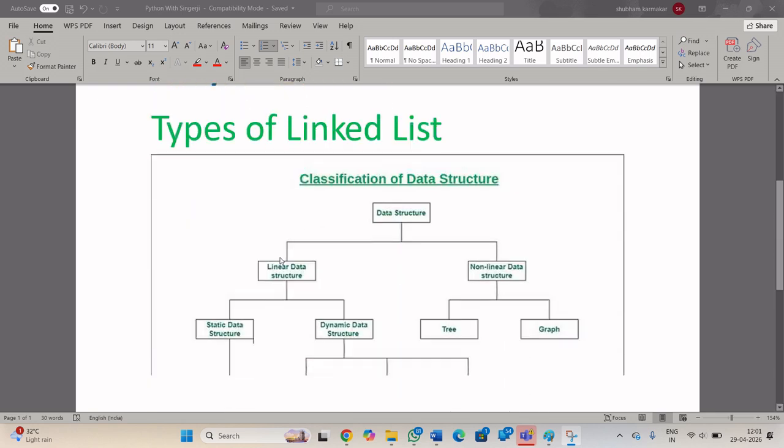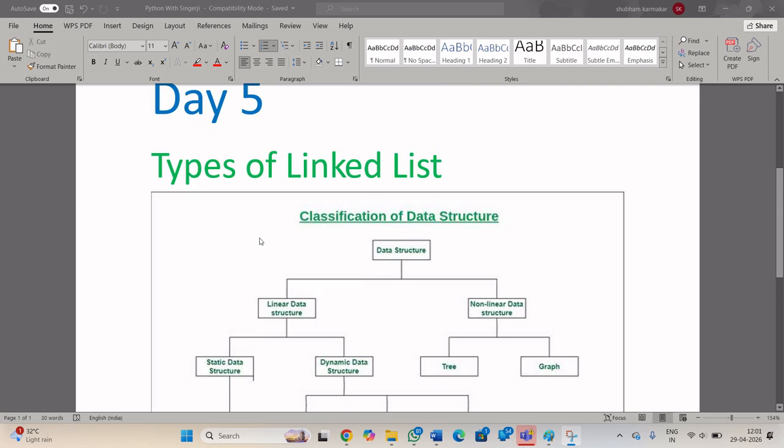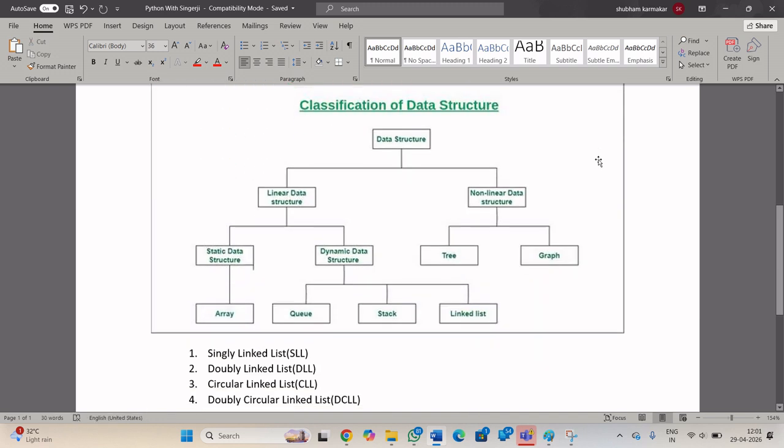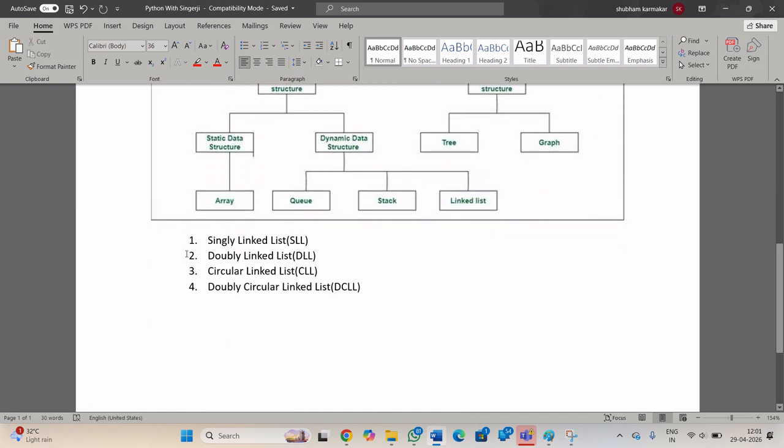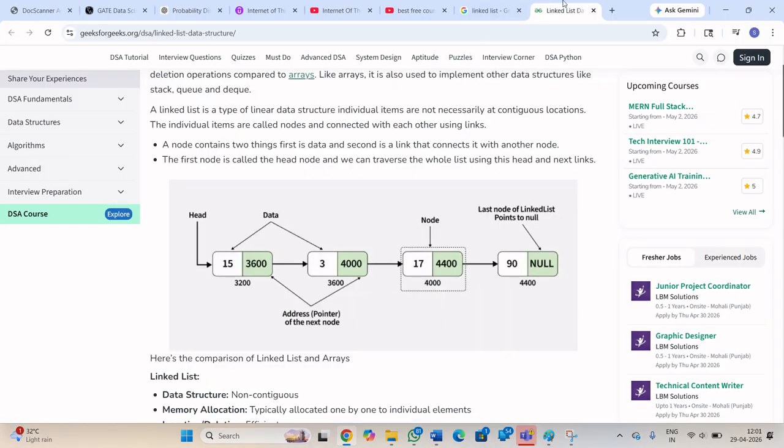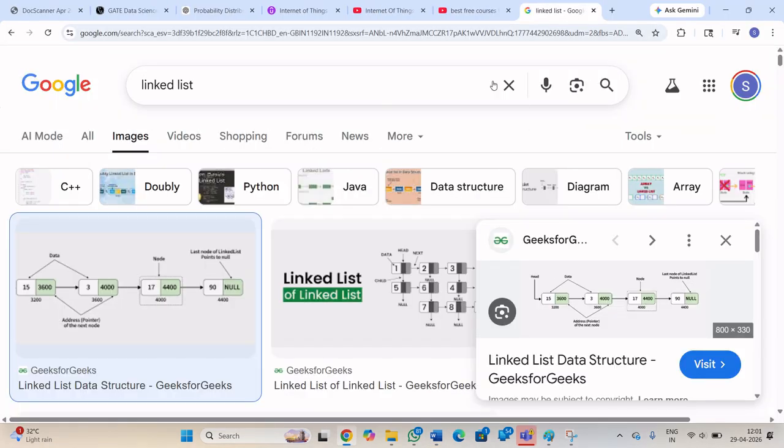Okay, so what are the types of linked list? We have told you about the simplest structure of linked list, basically the SLL, in the last lecture. So here are the 4 types of the linked list: single linked list, double linked list, circular linked list, and doubly circular linked list. What are those? We will discuss.